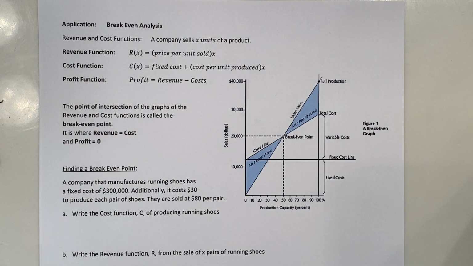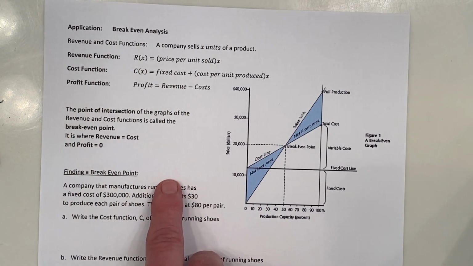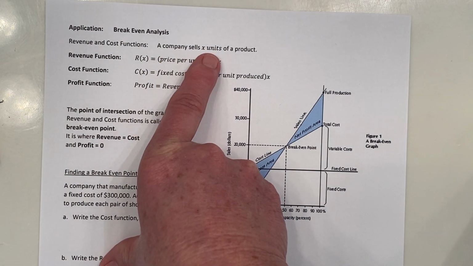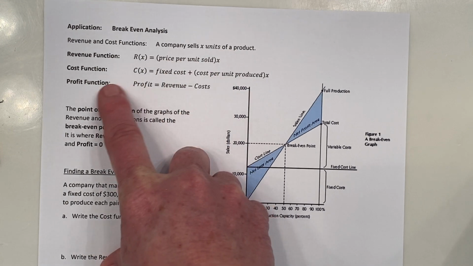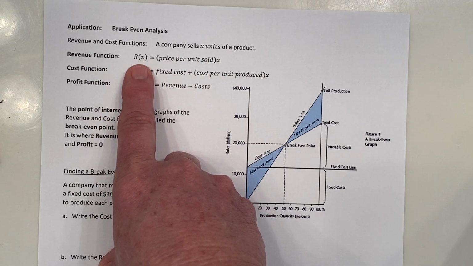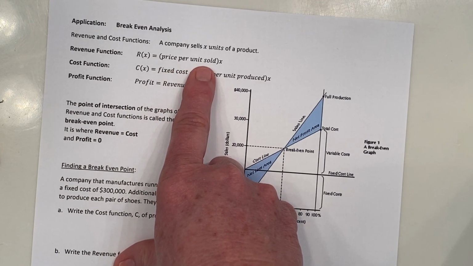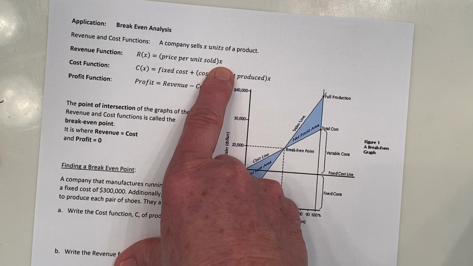Okay, so what's an application of solving a linear system? Well, we have revenue and cost functions. Let's say that a company sells X units of a product. So what's our revenue function? Well, we'll use uppercase R in terms of X, the X units of a product, and it's how much they sell their product for times X.